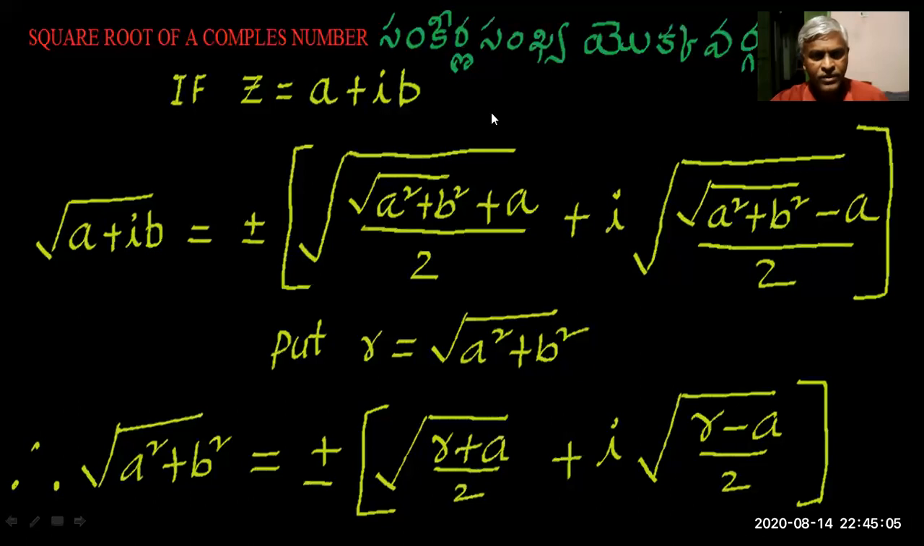Now look at this. If z is a complex number a plus ib, the square root of a plus ib will be plus or minus, under root a square plus b square plus a by 2, plus i under root a square plus b square minus a by 2. So to simplify this, if you replace under root a square plus b square with r, you can recollect, this is the modulus of the given complex number. So in place of under root a square plus b square, if you write r, this becomes very simple to remember.